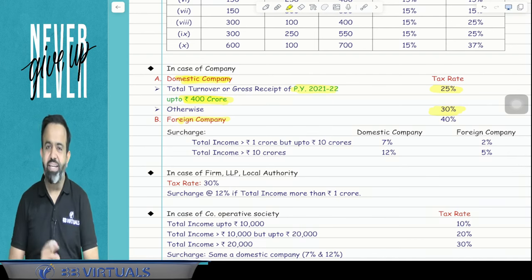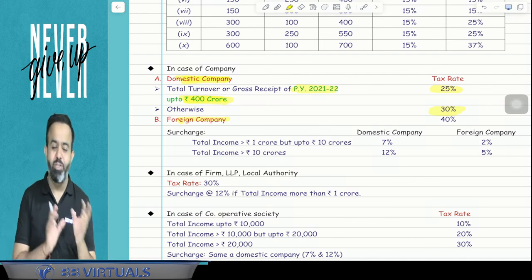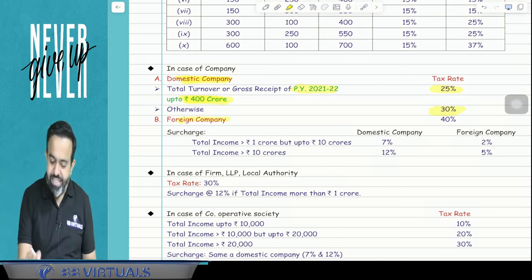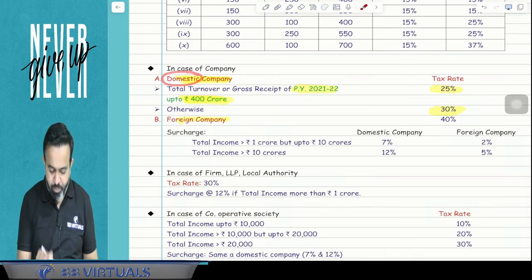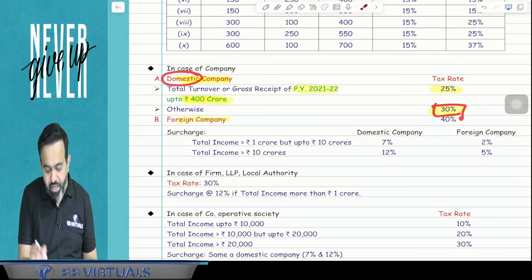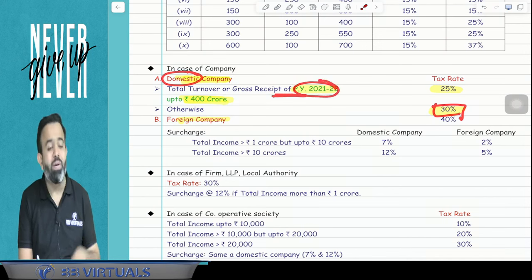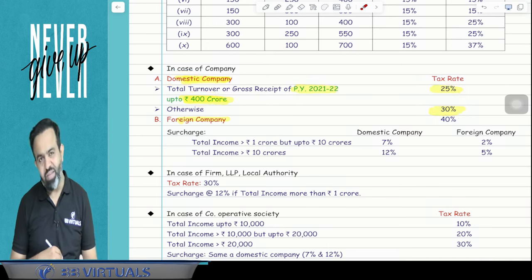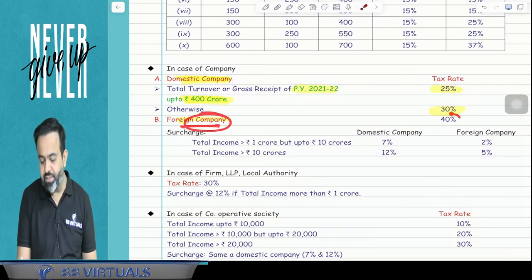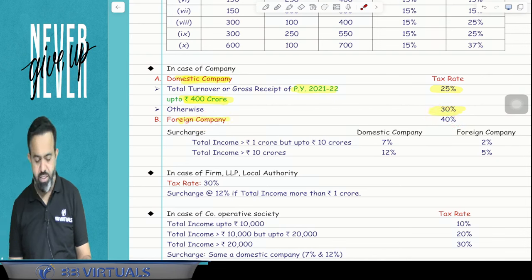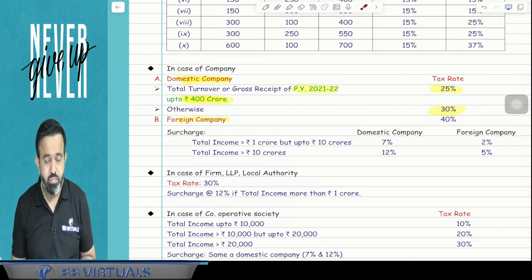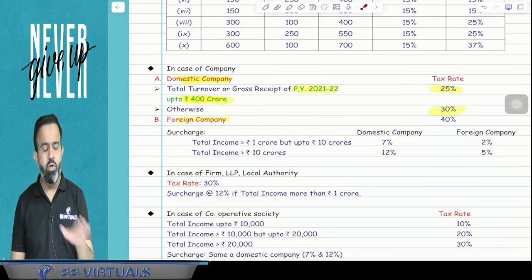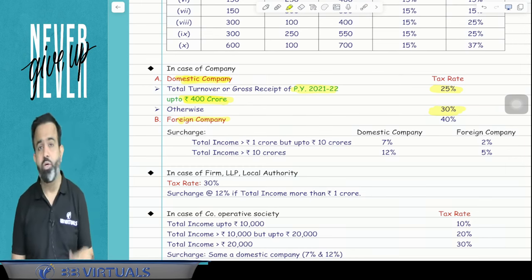Now guys, you are calculating tax for previous year 23-24, but you are checking the turnover for previous year 21-22. So normally the tax rate of a domestic company is 30%, but if its previous year 21-22 turnover is up to 400 crore, then 25%. Now in case of a foreign company, the tax rate is 40%. Now, is surcharge applicable? Answer is yes, surcharge is applicable. Now, what is the rate of surcharge? Surcharge depends on your total income.